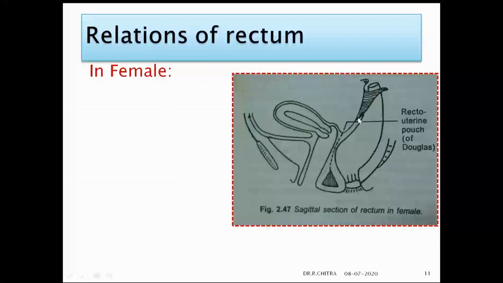In the female, the peritoneal relations are the same as in the male. Upper two-thirds are covered with peritoneum in the front.